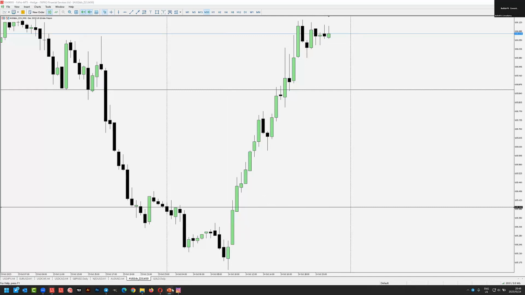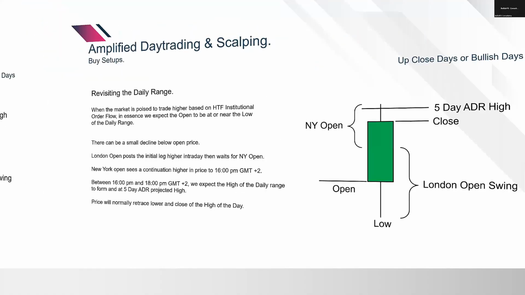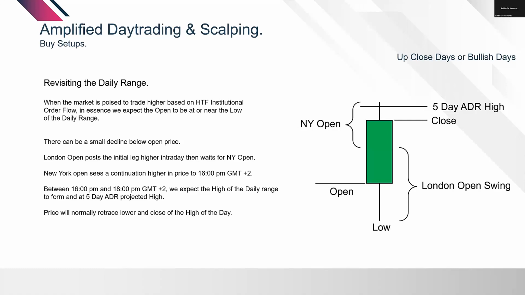So when you're scalping, it's very important that you are following through with the formation of the daily candle. New York open sees a continuation higher in price up until, say, 4 p.m. Between 4 p.m. and 6 p.m., we expect the high of the daily range to form and then end at the 5-day ADR projected high. The 5-day ADR, that's the past 5 days, you just calculate their total number of pips and you divide by 5. That's your average daily range.